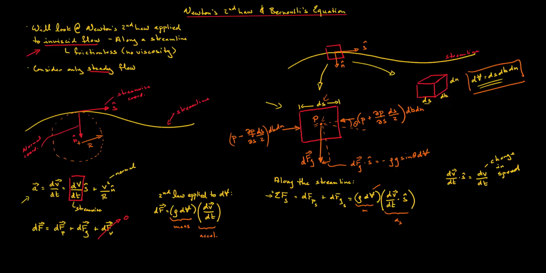We also have a component of the gravitational force acting along the streamline. This is the gravitational force vector projected in the streamwise direction, so we're dotting it with s, and this will be equal to our mass, which is rho g dV, multiplied by the sine of theta.